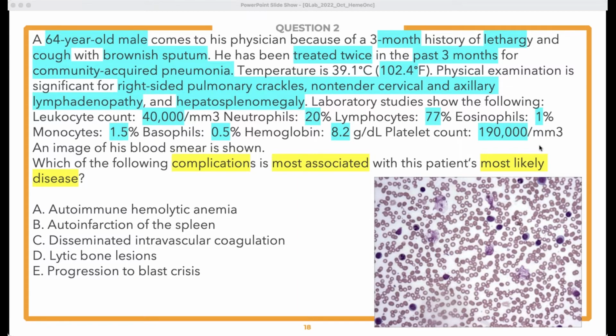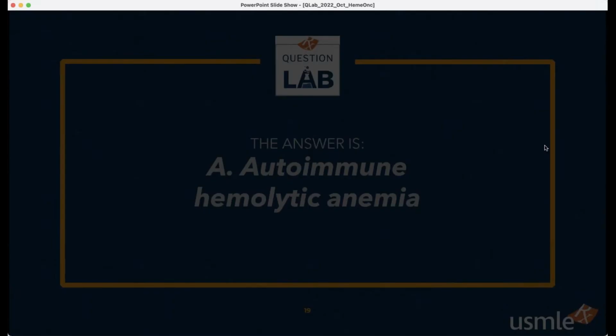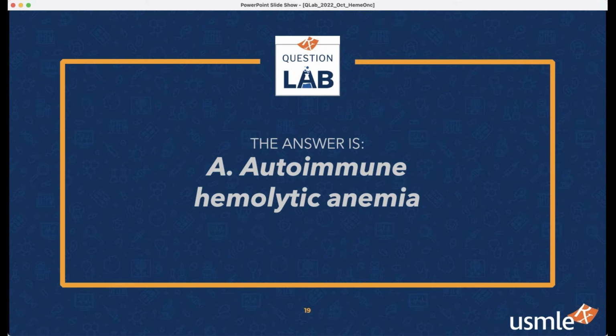So let's go ahead and hide the results and reveal the answer. And the answer to question 2 tonight is answer choice A, autoimmune hemolytic anemia. That was tied for 4th in terms of vote getters in this question. So looks like we've got a little bit of work to do. Paris is going to walk us through it. Paris? Yes, thank you, Jeff.